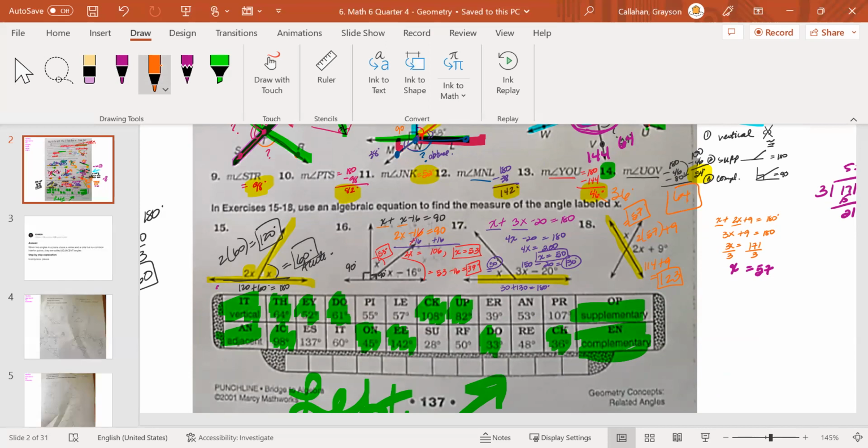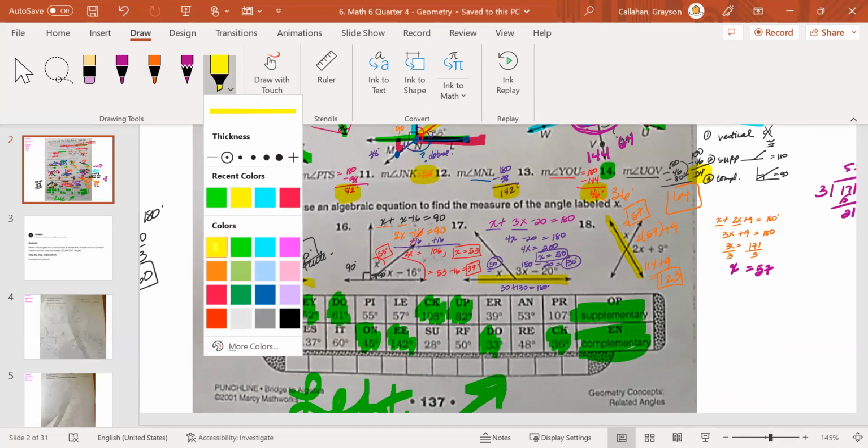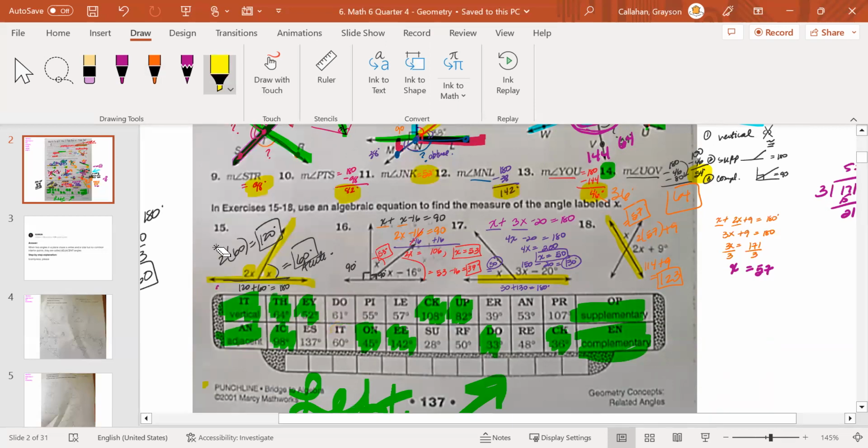Number 15 is going to be, find the measurement of the angle labeled X, that's 60. So we're going to go ahead and cross out 60 right here. Did I just erase 61? What did I just do? Oh, there we go. Okay. 60, and then X is 53. And then 17 is 50. So then 18, X is 57.